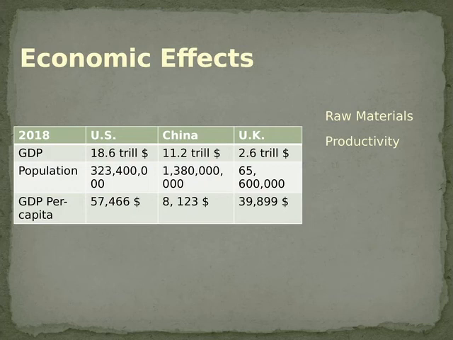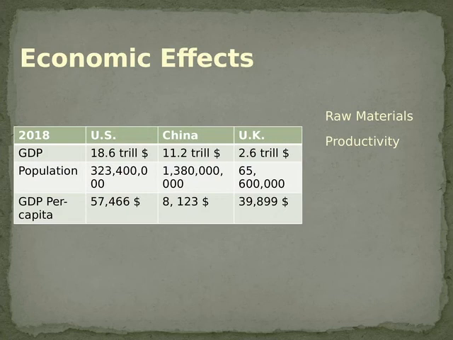If you look at China, China is the second richest country, and China produces $11.2 trillion. And they're growing fast. Their productivity is growing faster than ours, so they may overtake us at some point. Britain is somewhere around the fifth wealthiest country on earth, and they produce $2.6 trillion American dollars worth of goods and services.